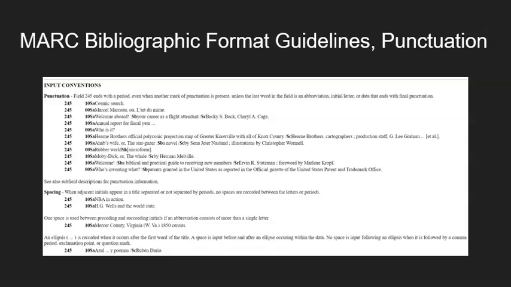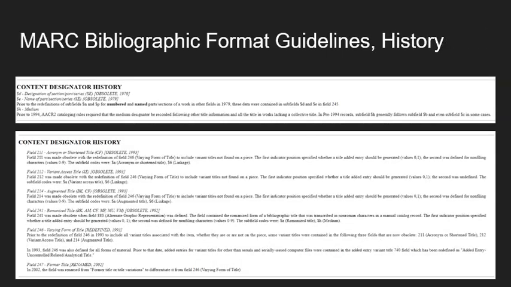Below the indicator and subfield guidelines is information about punctuation as used by the Library of Congress. And at the very bottom of each page, for each MARC field and each area of description, is the history of application changes for that MARC field or area of description.